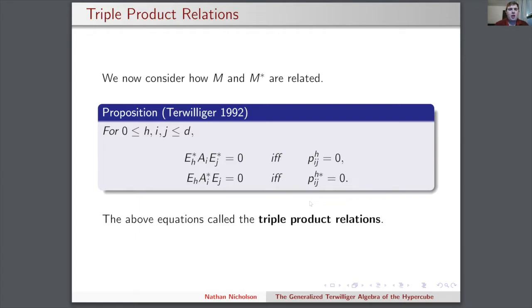So it turns out that for h, i, and j between 0 and d, Eh star times Ai times Ej star equals 0 if and only if the intersection number p^h_ij equals 0. And Eh Ai star Ej equals 0 if and only if p^h star_ij equals 0. So you get this duality here. Now the above equations are called the triple product relations.